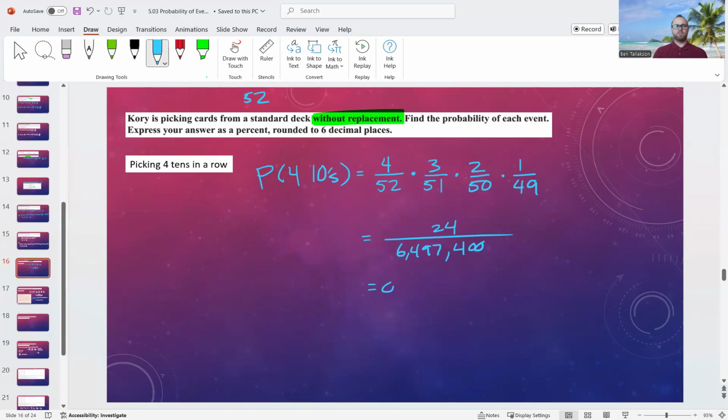Divide that to get the decimal of 0.000004. That's 5 zeros to be exact. And they want this as a percent. So percent means move your decimal 2 places to the right. Boom, boom. So now there's 3 zeros, 0.0004%. Rounded to 6 decimal places, we have 4, so we are good.